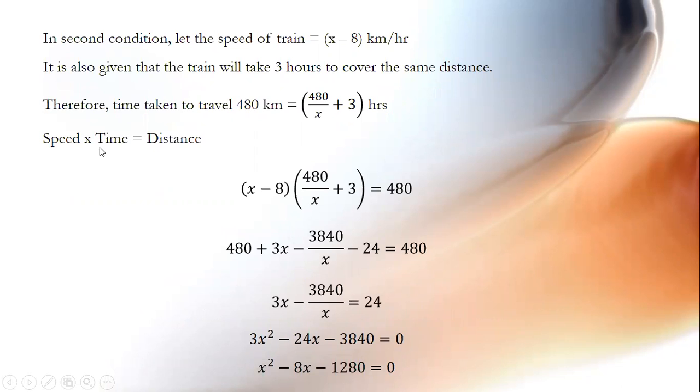So speed into time is distance for us. Now we'll get x minus 8 into 480 by x plus 3 is 480. So when we solve this, we will get 480 plus 3x minus 3840 by x minus 24 equal to 480. We'll solve them again. We will get a quadratic equation. So we are left with x square minus 8x minus 1280 equal to 0. So we have formed the equation.